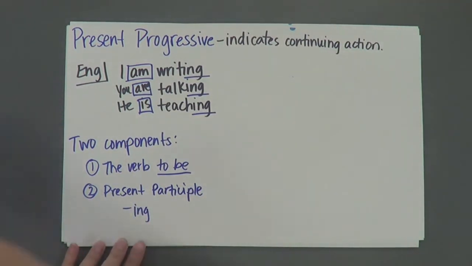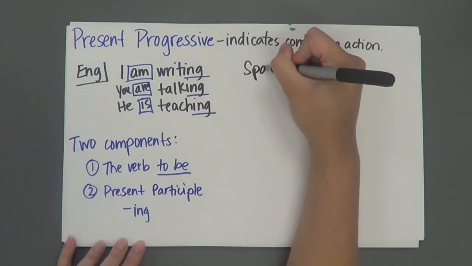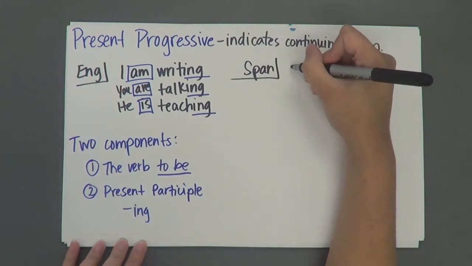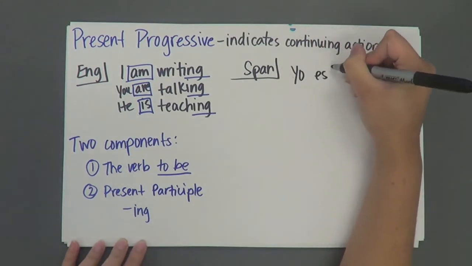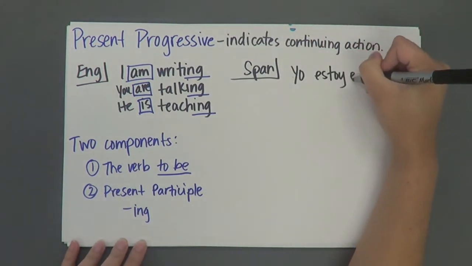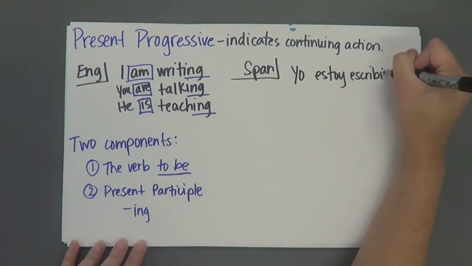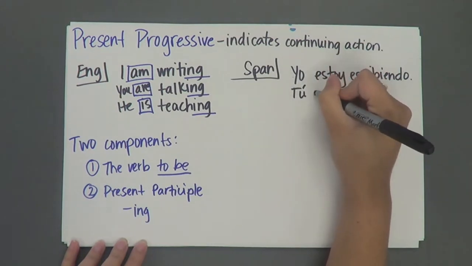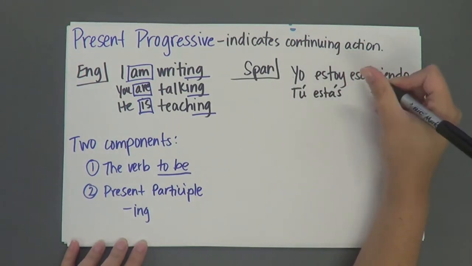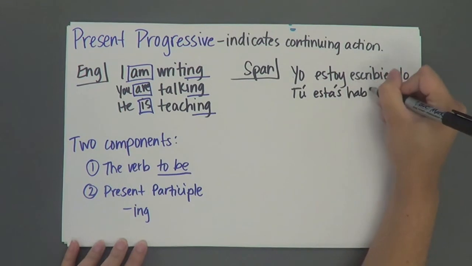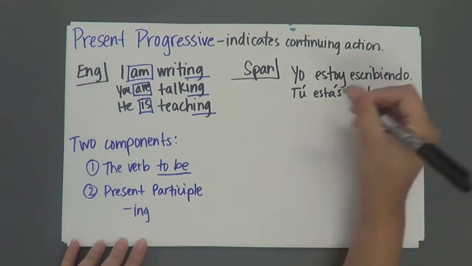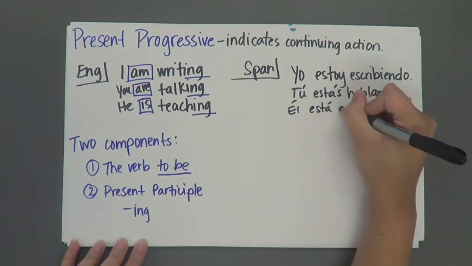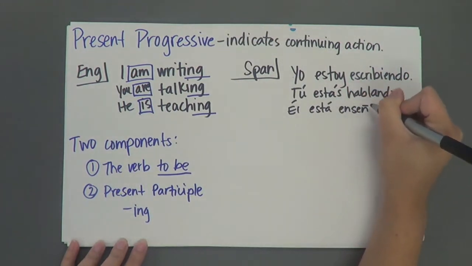So then, if we look at it in Spanish, it would be the same thing, and we'll write the sentences in Spanish. So, yo estoy escribiendo. Tú estás hablando. Él está enseñando.